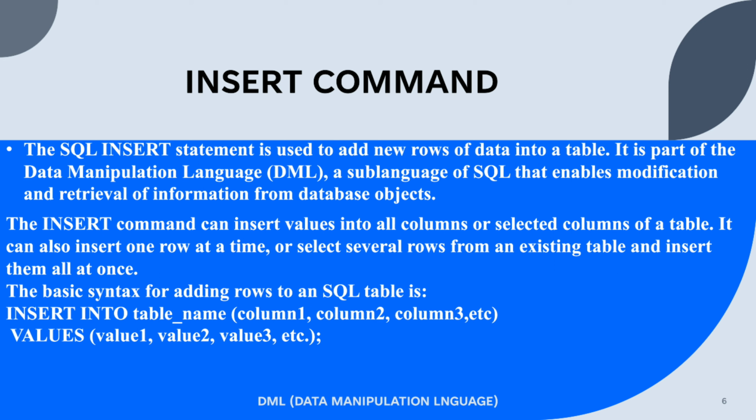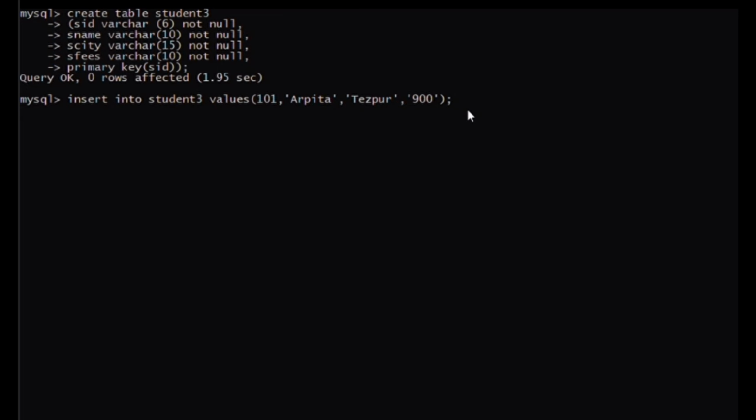The basic syntax for adding rows to a SQL table is insert into table name, column 1, column 2, column 3, etc. And we can insert values, value 1, value 2, value 3, etc. Let's look at how we will be using insert command in MySQL command line.